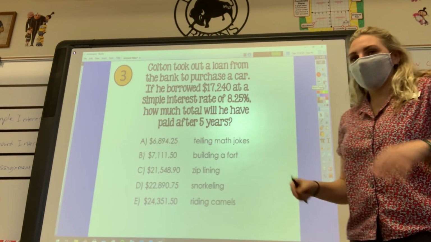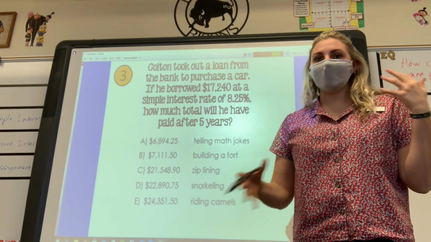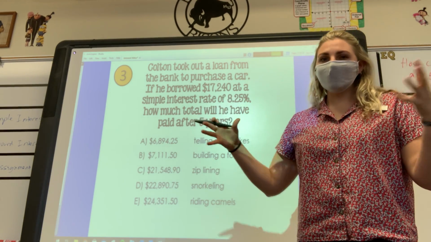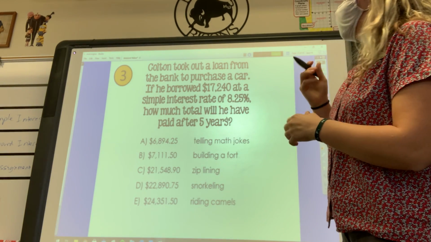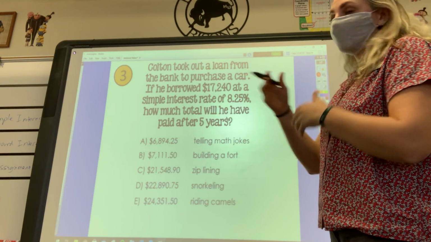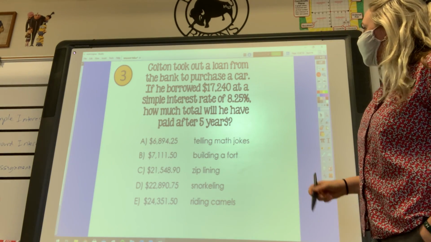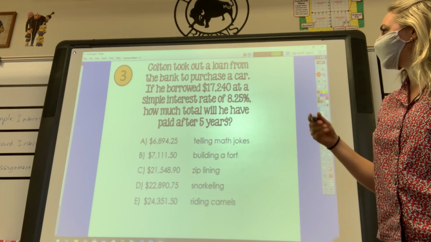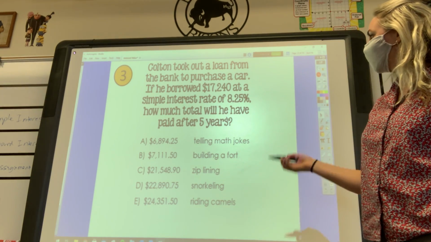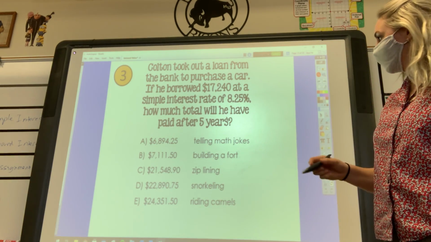All right, so that would be too easy, right, if we were just given our principal, our rate, and our time. So sometimes we're going to have to look at some stories in order to tell, like, a real life example. So this one says, Colton took out a loan from the bank to purchase a car. If he borrowed $17,240 at a simple interest rate of 8.25%, how much total will he have paid after 5 years?